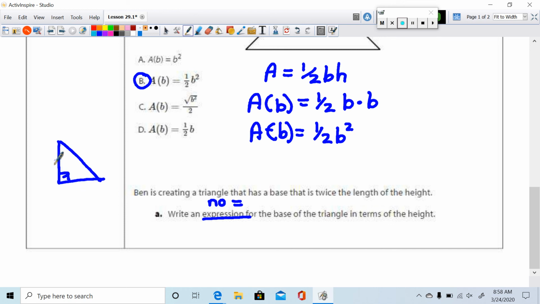So we know in a right triangle the bottom is the base and the altitude is the height. But we don't know what the base is. We just know that the base is twice the height. So I'm going to substitute the base in for 2h. So for this one, write an expression for the base of the triangle. So that's really the answer to that one: 2h.